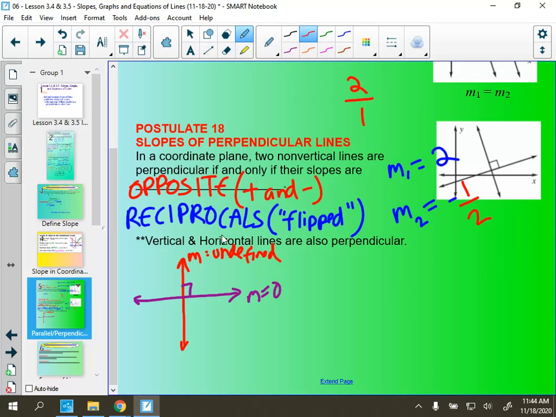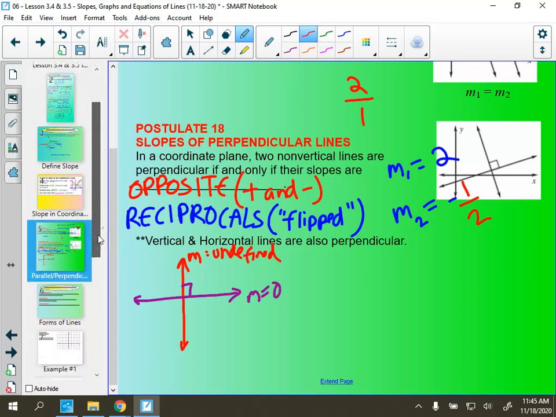So that's kind of an exception to this rule right here, although we use the non-vertical lines in the definition, so I think we're not really making an exception, but just making it a side note that vertical and horizontal lines are also perpendicular. All right, so that's kind of the big note.